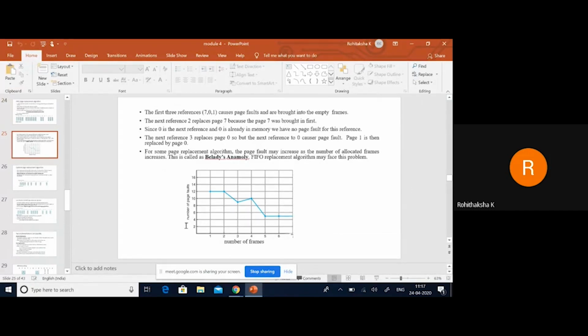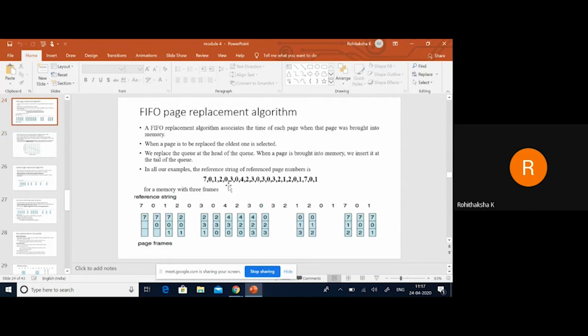If you look at the number of page faults, whenever it goes with one frame, two, it is around 12. So for some page replacement algorithms, the page faults may increase as the number of allocated frames increases. This is called Belady's anomaly. So because it is a page fault here, it is increasing. First in, first out. I think the same thing I have taken here also.